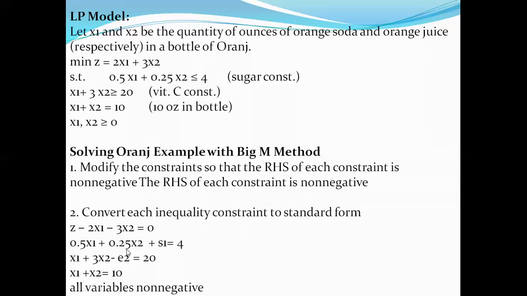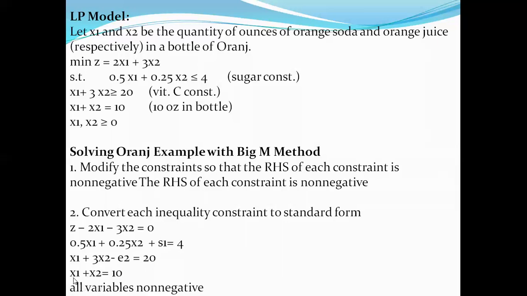And next, simultaneously, the next constraints are related to the sugar, adding a slack variable. So S1 is considered here as a slack variable. And next is the artificial variable, the third step in the Big M method: artificial variable addition. So adding an artificial variable here in the case of vitamin C, that is minus E2, equating to E2, and hence that has been calculated with respect to the minus E2.